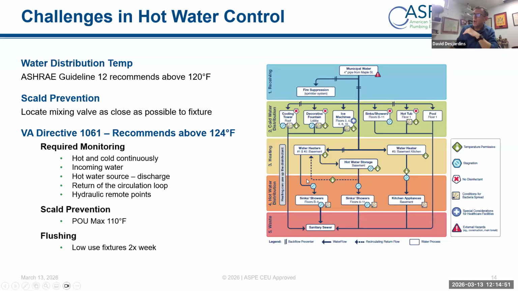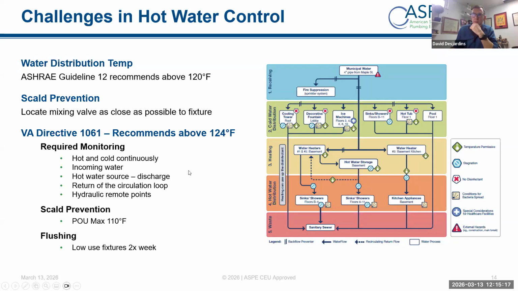So you can see over here, for today's presentation, keep in mind, it is the whole network or distribution system. I'm just talking about the hot water distribution at this point. So there's far more to it than what I'm talking about today. When we do talk about the distribution temperatures, Guideline 12 says that distribution should be at or above 120. The VA directive talks about at or above 124, just for reference.